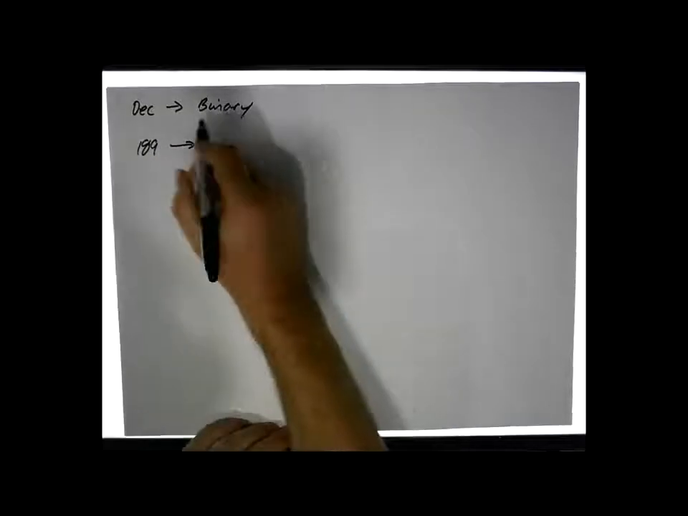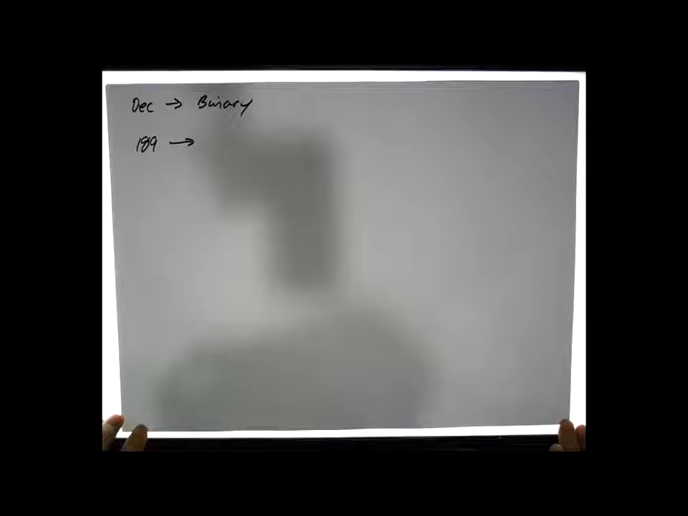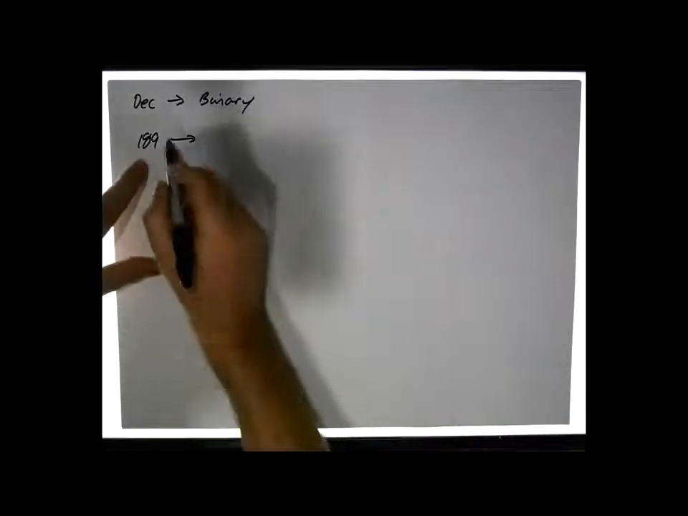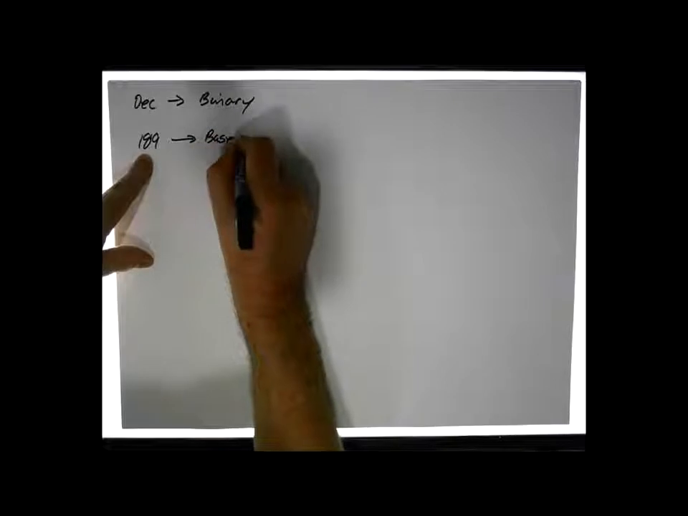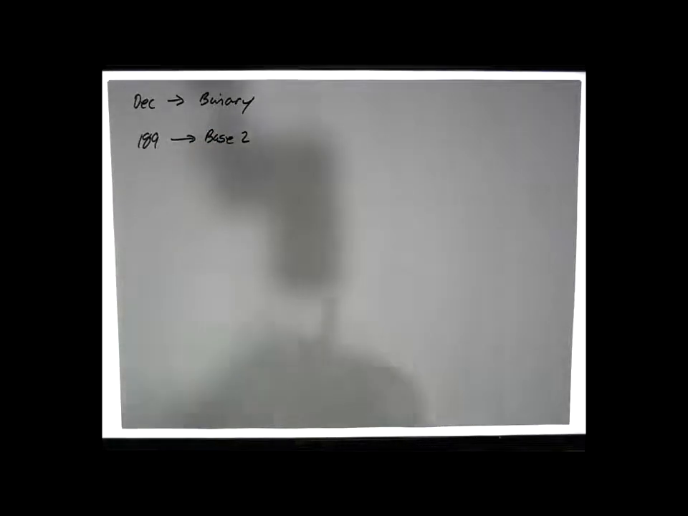Now binary is base 2. Let me just fix this here. On my screen this is coming up reversed, so anytime I have to do things opposite. So we want to go to base 2. What we should do is this, and here's the process. This is the division algorithm.